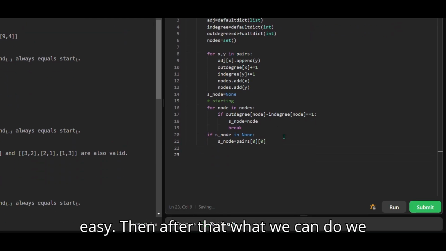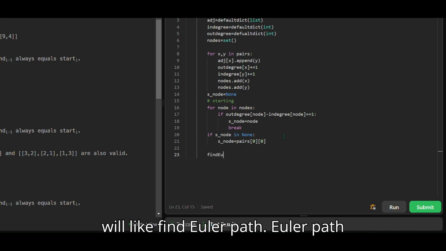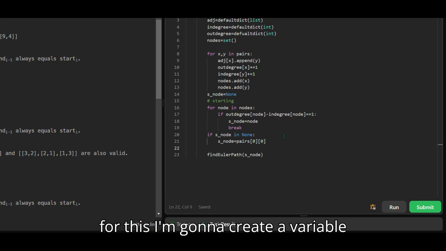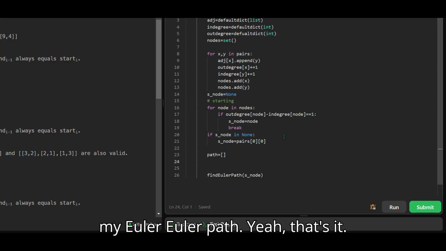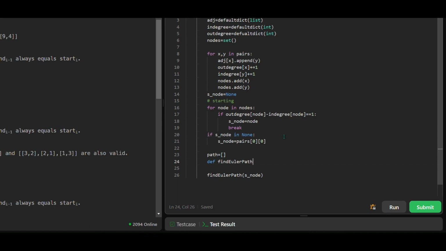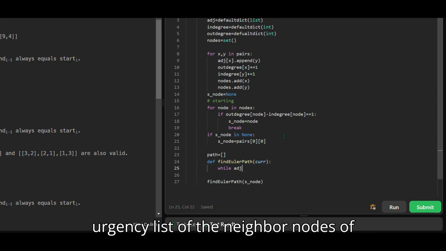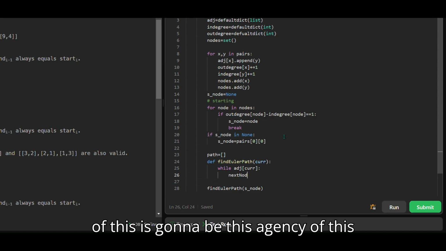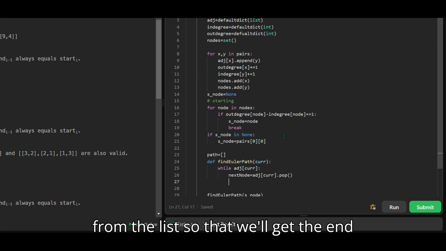Then after that, we're gonna iterate over each of the values. So how can we do this? I will find the Euler path. I'm gonna create this Euler path function, and I'm gonna pass the starting node. And for this, I'm gonna create a variable which is an array of path, which is going to just keep track of the path of my Euler path. Then I'm gonna create a nested function, and in this I'm gonna pass the current node, and I'm gonna iterate over the adjacency values, which is basically the adjacency list of the neighbor nodes of this current node. And the next node is gonna be the adjacency of this current node. It will pop out this value from the list so that we'll get the end value.